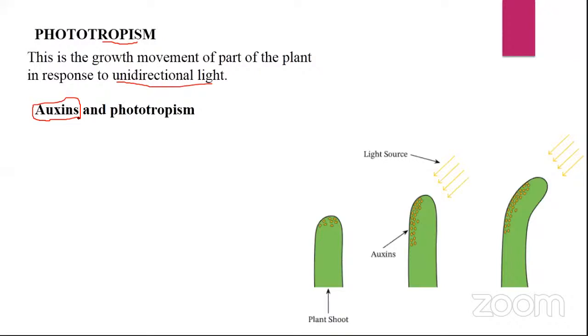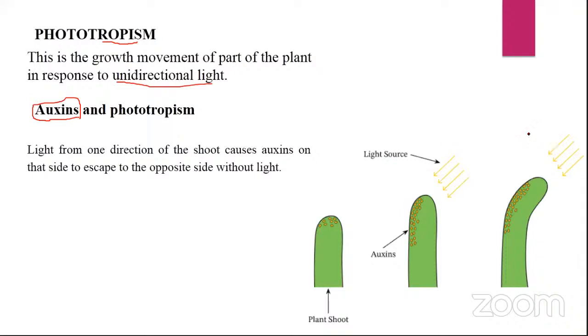Now, you're going to see that here there is light coming from one direction. If, for example, you are having sunlight, I'm assuming this is sunlight that is overhead, this plant shoot, you find that the auxins in the plant shoot are going to be evenly distributed. You can see these small dots are representing auxins. So they are evenly distributed, and you can see it there.